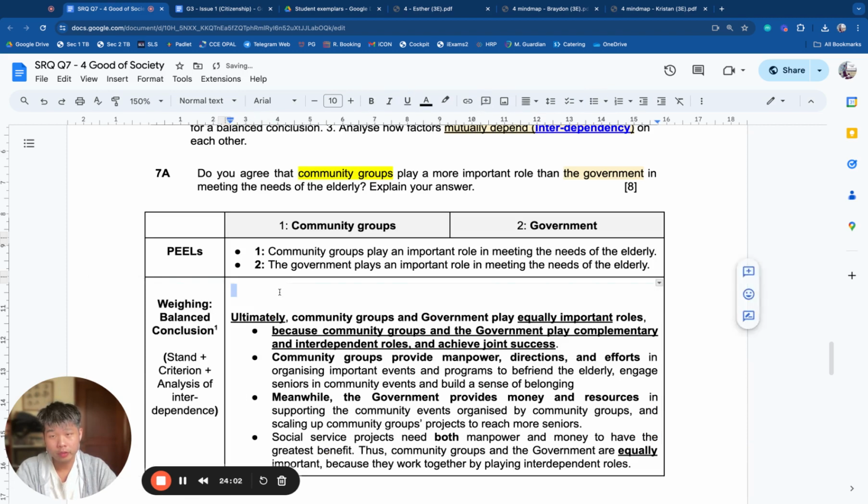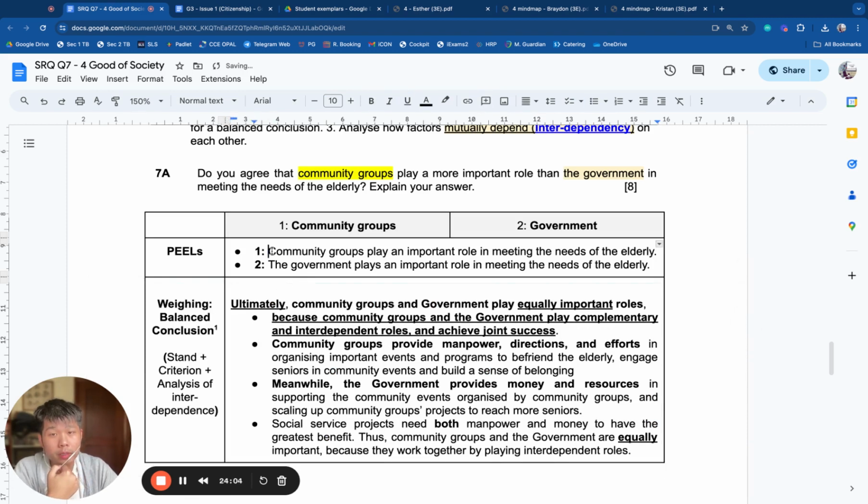So you have written P1, which is community groups play an important role. You have written P2, which is the government plays an important role. And now we want to conclude, we want to weigh. So the weighing paragraph here is a balanced conclusion. I need to analyze interdependence. So the way it starts is, actually they play equally important roles.